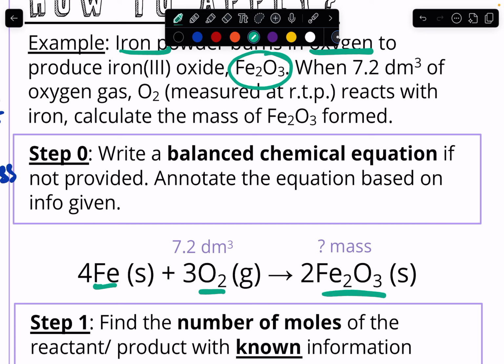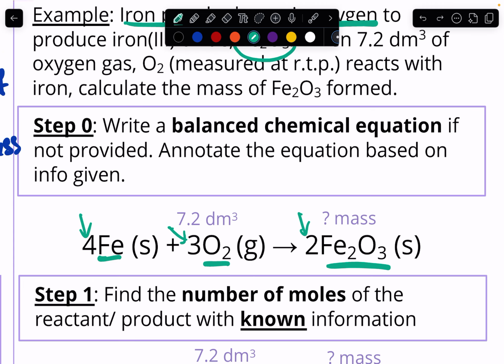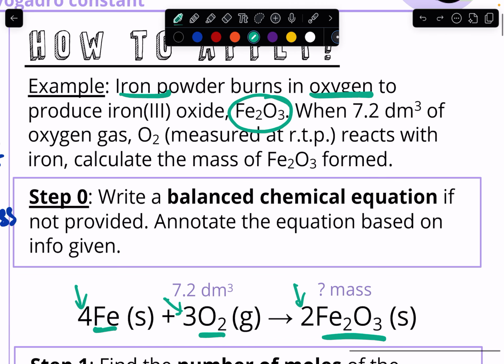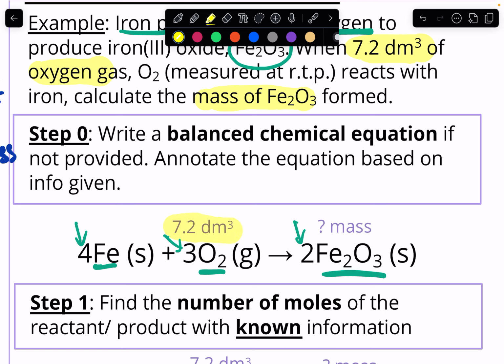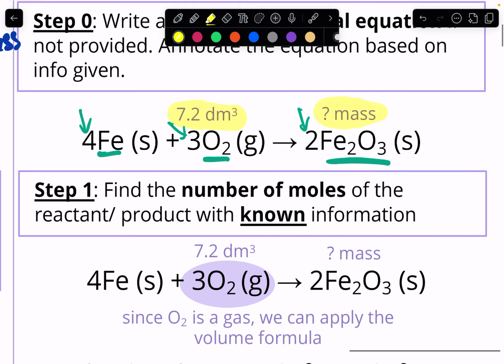Then balance the equation. So you know that it's balanced already. 2 here, so I put a 2 in front. Sorry. Yeah, so it's balanced already. I will not go through how to balance this. Then we annotate the equation based on the info given. The info given is 7.2 dm cube of oxygen, and I want to find the mass. So that's why I put down 7.2 above oxygen, and I put question mark mass for Fe2O3.